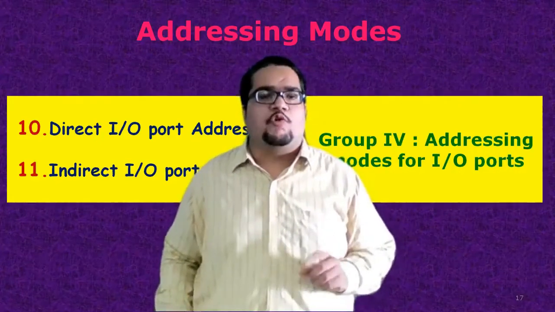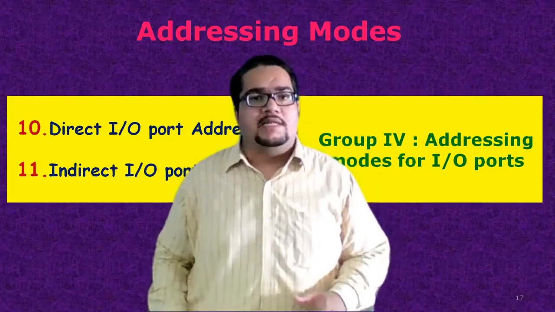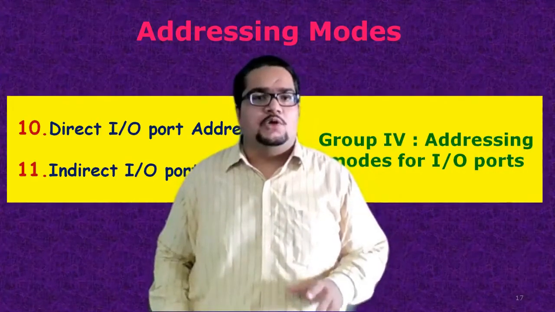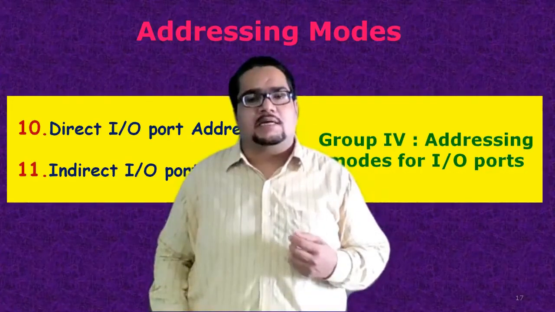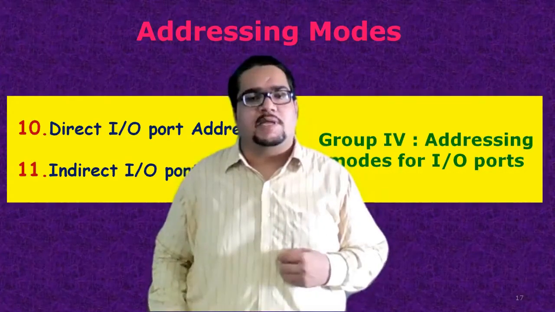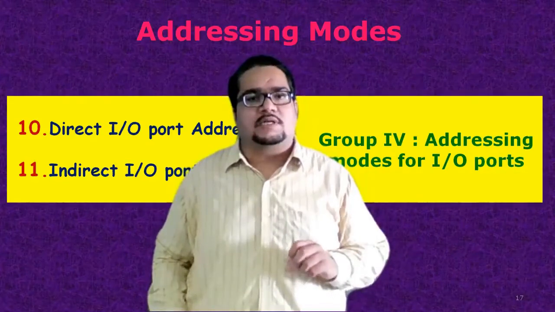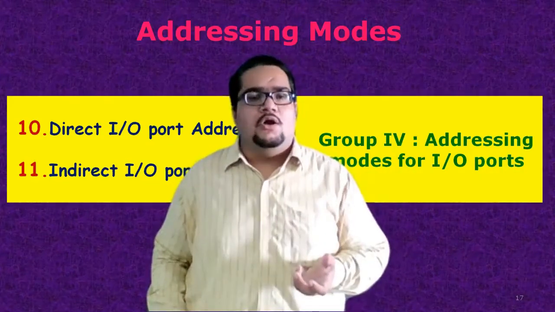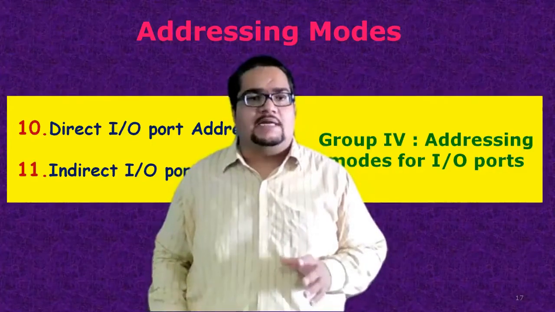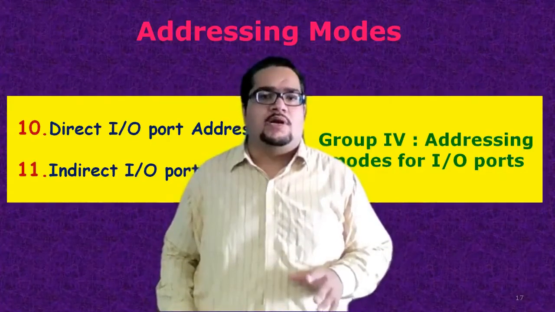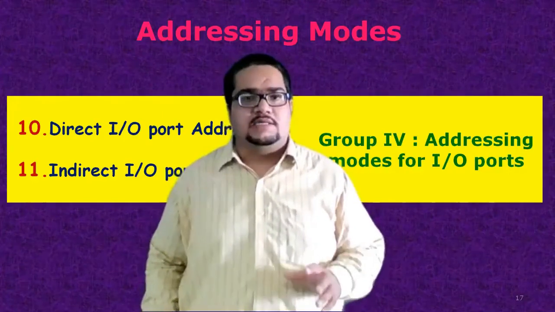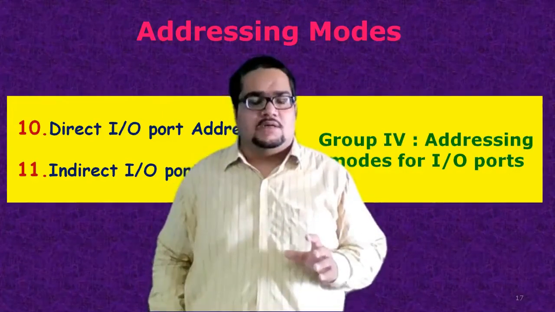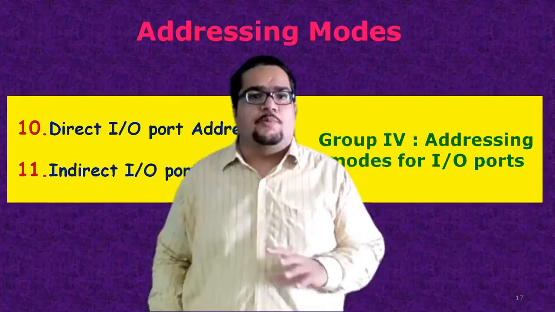But here group 4 talks about where the data operand is directly coming in from or going out onto the IO ports. That means the data comes directly from the input port, and after processing, the data goes directly out on the output port. So direct IO port and indirect IO port addressing come under this, where the source data is directly coming from or going out to the IO ports.